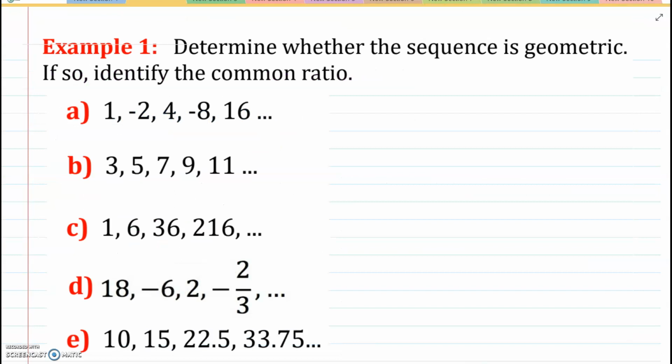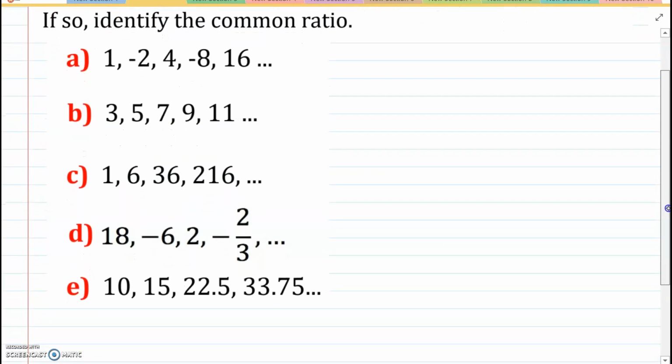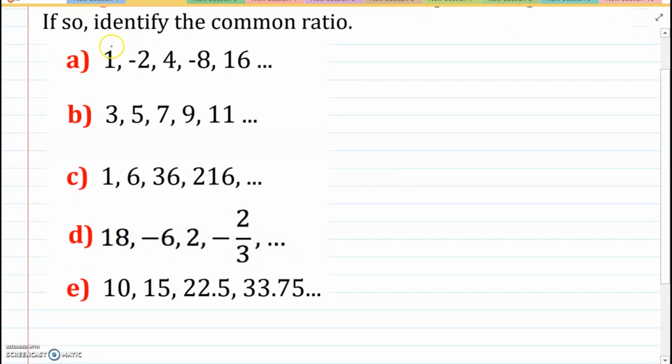Moving on. Next, let's determine whether or not these are geometric sequences. If I take negative 2 divided by 1, yes, I am going to get negative 2. 4 divided by negative 2, negative 2. 8 divided by 4, yes, that's negative 2. 16 divided by negative 8, yes. Common ratio, negative 2, got it. And by the way, I should write it as yes.